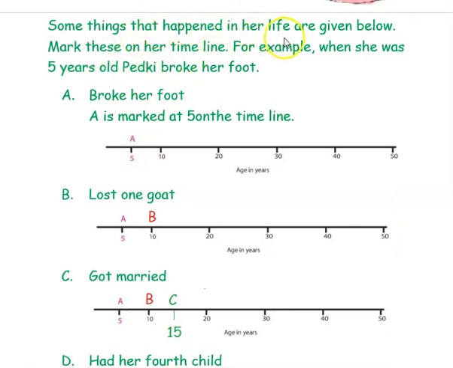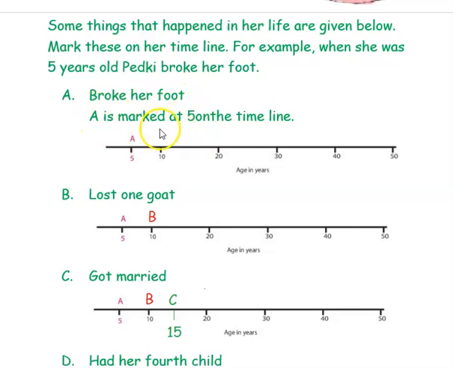Something that happened in her life are given below. Mark these on her timeline. For example, when she was 5 years old, Pedki broke her foot. Okay, so the question asked is, broke her foot. So you have to mark that on the timeline given. The timeline given represents the age in years. This is 5 years, 10 years, 20 years, 30 years, 40 years and 50 years.